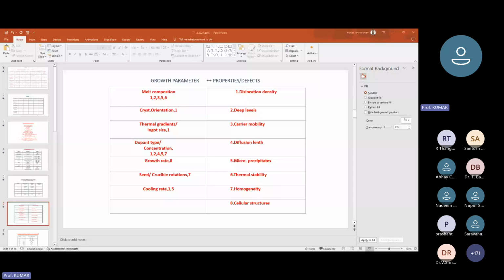So once again, the essentials for pulling are a good crucible which can support the material without reactions, then the means to heat and control, a seed crystal and a way to hold it, and a mechanism to raise and lower this seed crystal. This is another important thing of the crystal growth process.